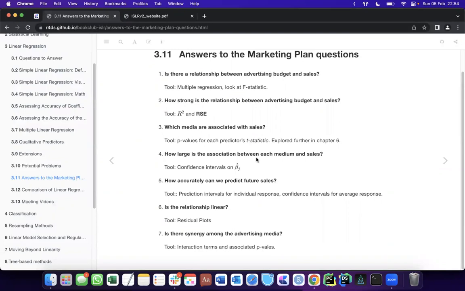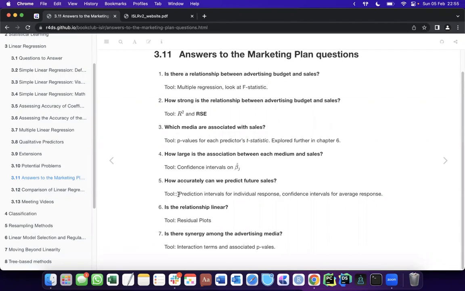How large is the association between each of those media and the sales units? We can look at our confidence intervals on each of those point estimates on those predicted media. If our confidence interval is capturing 0, then that's not going to be a large association, or not going to be associated. If it is not, then it is going to be associated. How accurately can we predict our future sales?